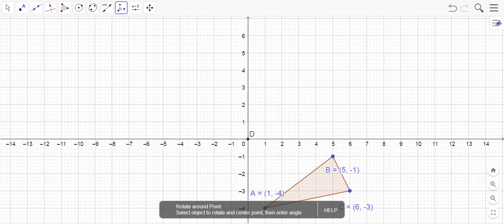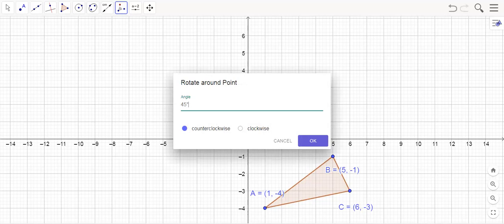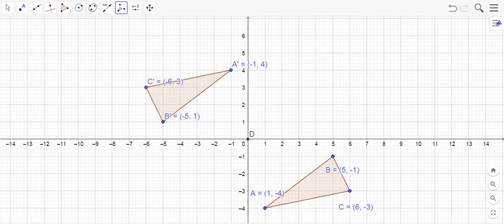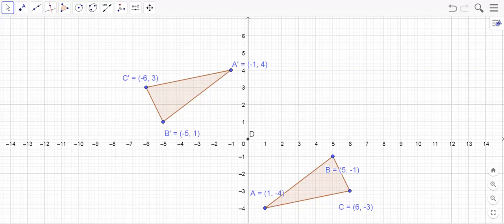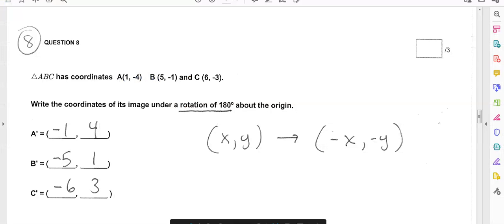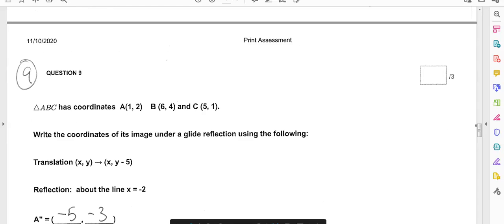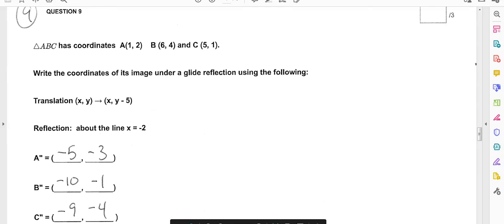We want to rotate this shape around that point, and this time we want to go 180, halfway around the circle. There it is. And hopefully these match up with our answers. -1, 4, -5, 1, -6, 3. Beautiful. Life is good. Number 9, we need to do a glide reflection, which is a flip and a slide.